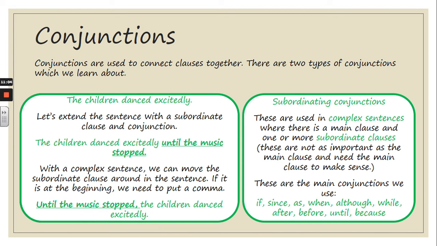So with a complex sentence, we can move the subordinate clause around, and if it's at the beginning, it needs to have a comma after it. So originally we've got the example with it at the end, but we can move that clause to the beginning, start with the conjunction. So until the music stopped, comma, the children danced excitedly. So it still means the same thing, but we've just moved it around, but we need to make sure that there's a comma between those two clauses then.